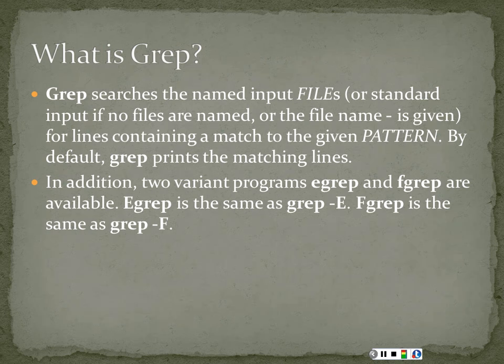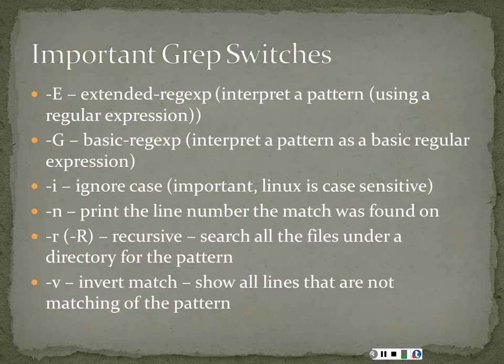In addition, there are two variant programs called egrep and fgrep that are available. They're the same thing, but they all do stuff a little bit differently. Egrep is the same thing as grep -E, and fgrep is the same thing as grep -F. It makes it a little bit easier, especially if you're doing this from a programmatic side.